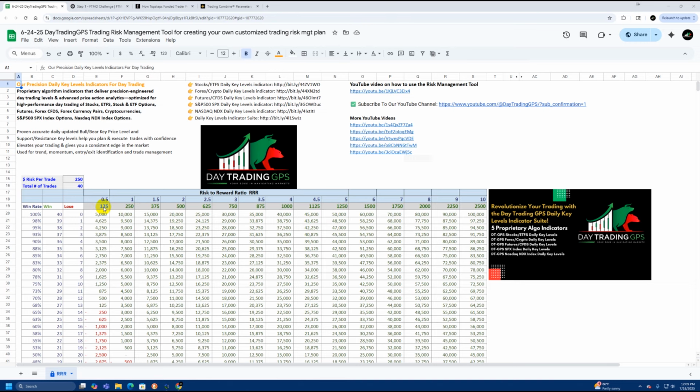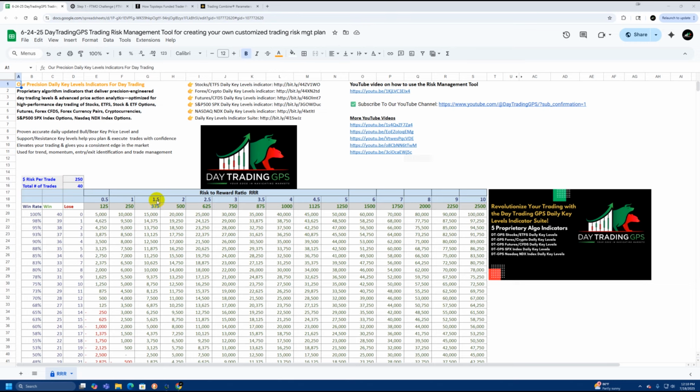This figure here is based on your risk per trade. If you have a 0.5 to 1 risk to reward ratio, that would mean that this line here is your profit per trade. So 0.5 of 250 is 125. A 1 to 1 ratio on a risk of 250 means you're risking 250 to make 250. So this represents that if you have a profitable trade, then you're making 250.